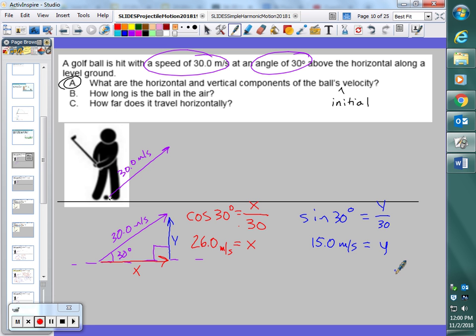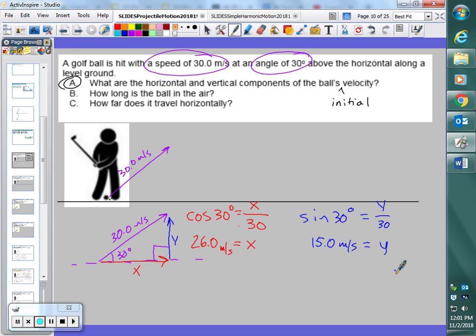Good with those two calculations? Okay. All right. So what did we just do here? We took an initial velocity. The purple arrow represents the velocity of that golf ball immediately after it was struck by the golf club.